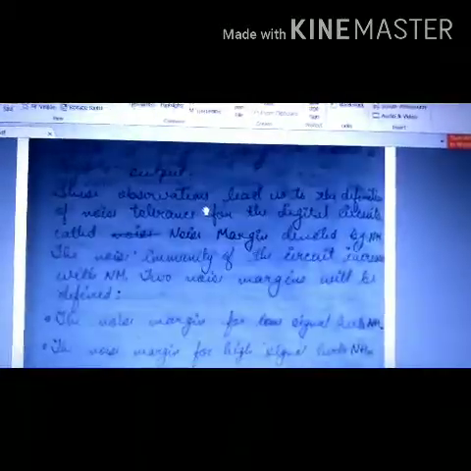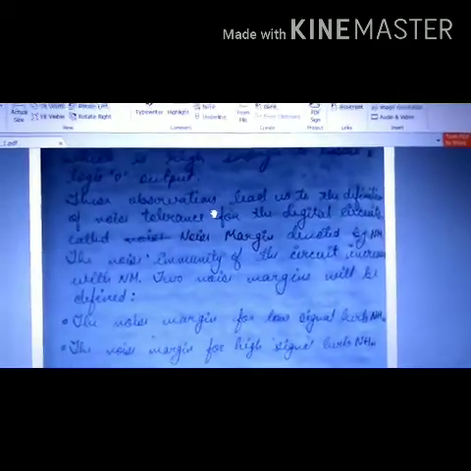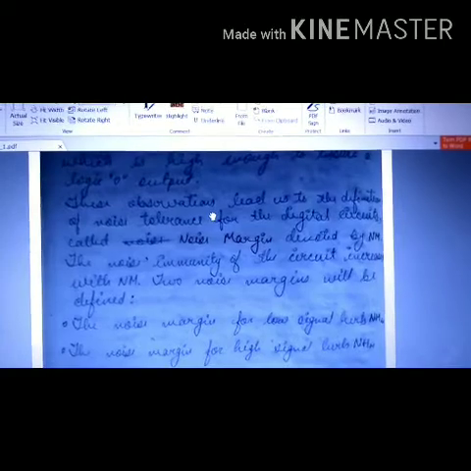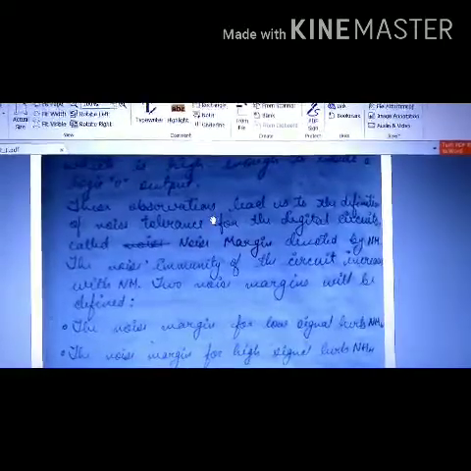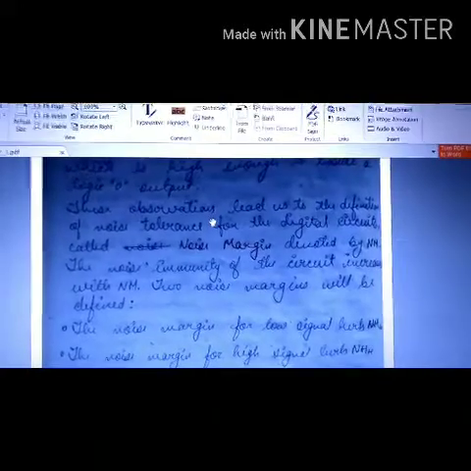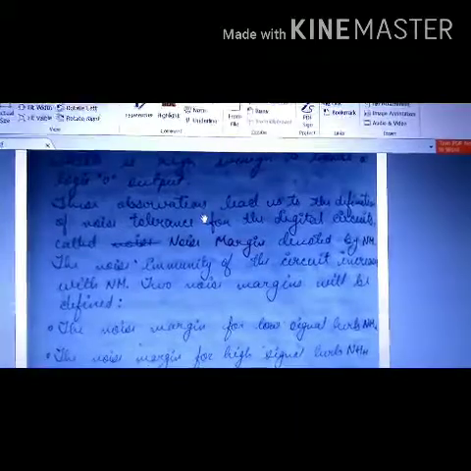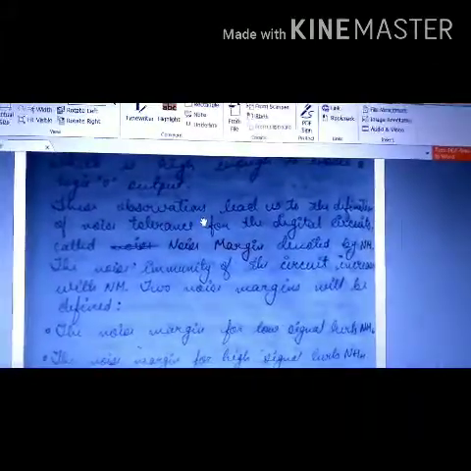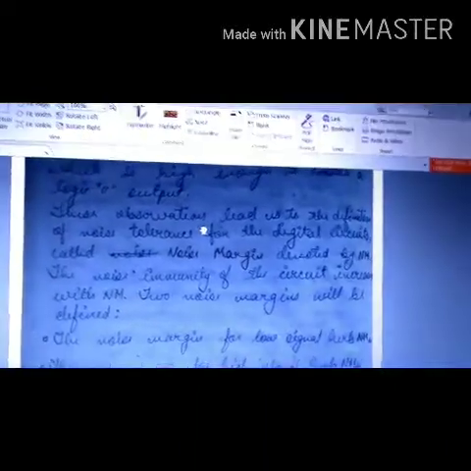Now these observations that we have just discussed lead us to the definition of noise tolerance for a digital circuit, and this is known as noise margin, and it is denoted by Nm. The noise immunity of the circuit increases with Nm. If we have a good noise margin, it means the circuit is not easily affected by noise.